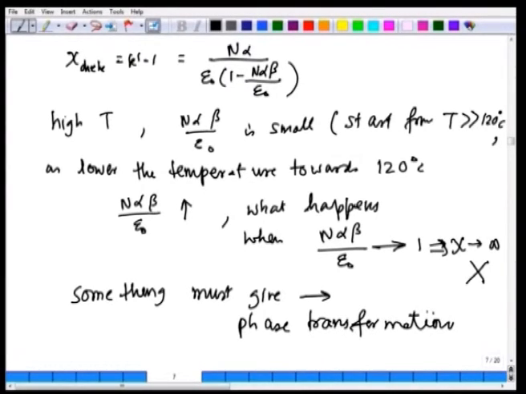And this is because of this reason: at a temperature of 120 degrees centigrade, when this value is tending towards 1, the crystal would fly apart if nothing happened, and since the crystal does exist, what has happened is that it requires a phase transformation, and you get what is called the tetragonal phase. The tetragonal phase, which I have shown, of barium titanate, is what you start getting.